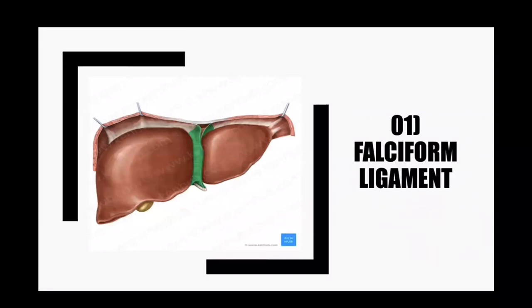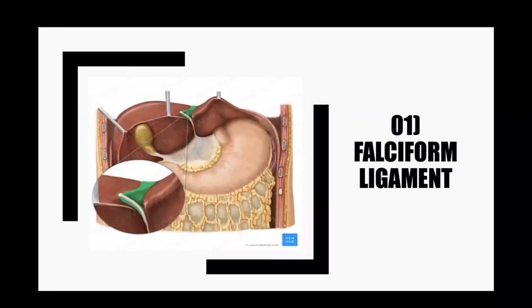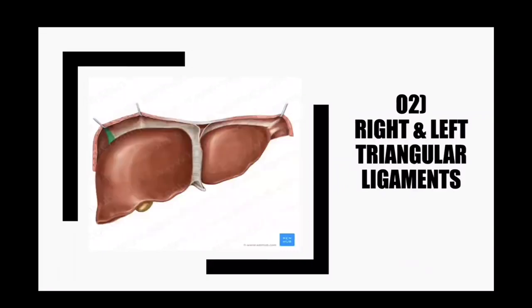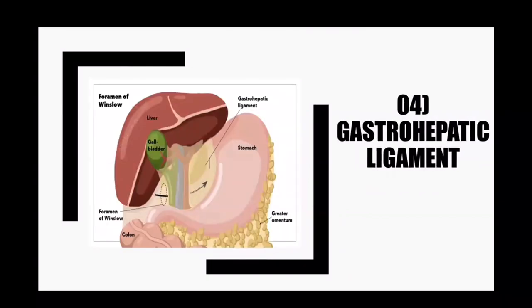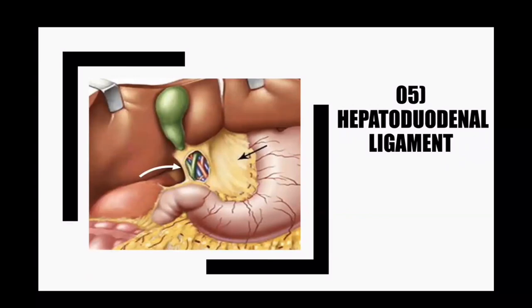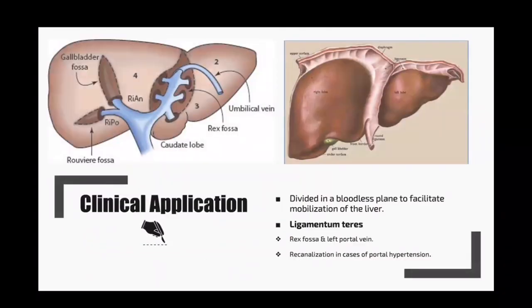First, we have the falciform ligament, which attaches from the anterior liver surface to the anterior abdominal wall and extends posteriorly to the coronary ligament. And in the free inferior border, there is ligamentum teres, which is the obliterated umbilical vein. Then we have the right and the left triangular ligaments, the coronary ligament, the gastrohepatic ligament on the inferior border, and the hepatoduodenal ligament, which forms with the gastrohepatic ligament the lesser omentum. These are the ligaments that we divide in a bloodless plane to facilitate the mobilization of the liver.